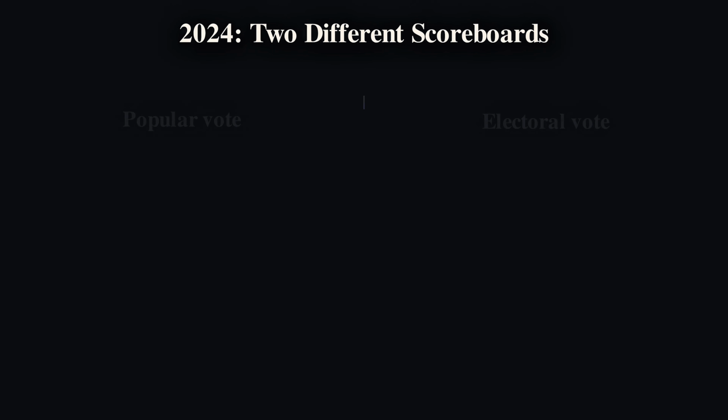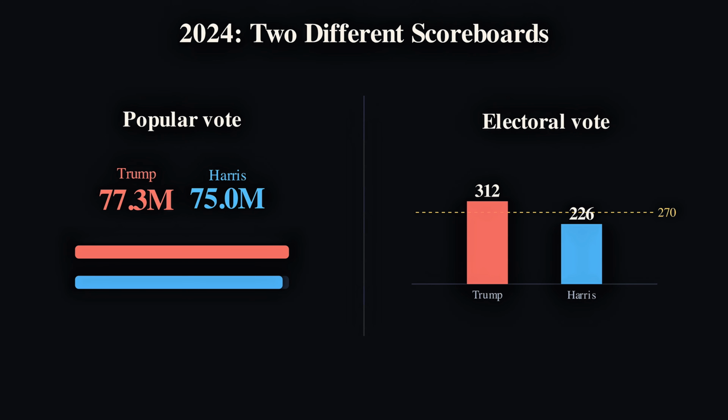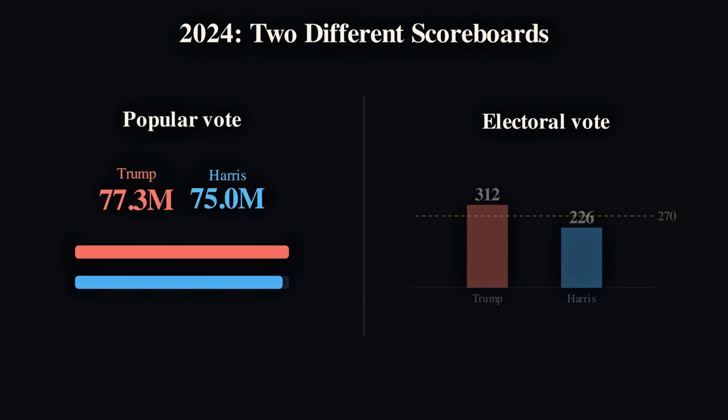Here's what's super interesting. Look at 2024. On the left is the popular vote. Trump had about 77.3 million votes. Harris had about 75 million. So nationally, the difference is a little over 2 million votes, which is a lead, but these bars are still pretty close to each other. But look at the Electoral College, 312 to 226. That looks like a much bigger blowout. And that's exactly the point.